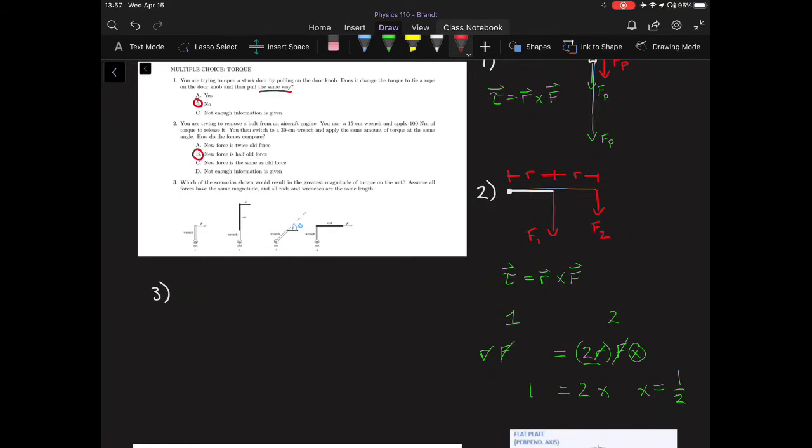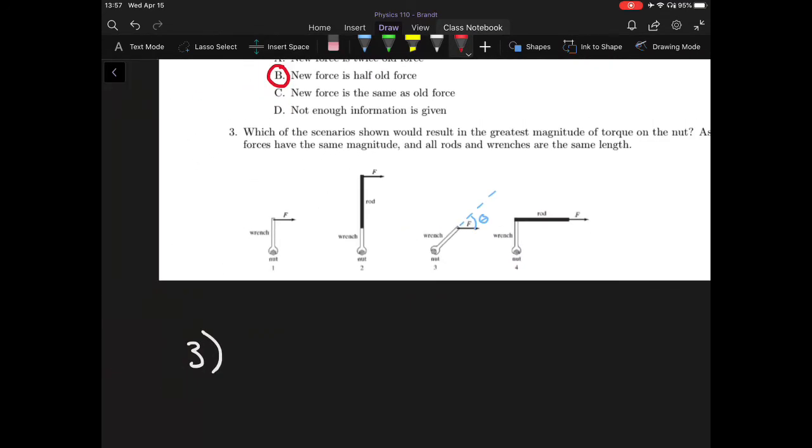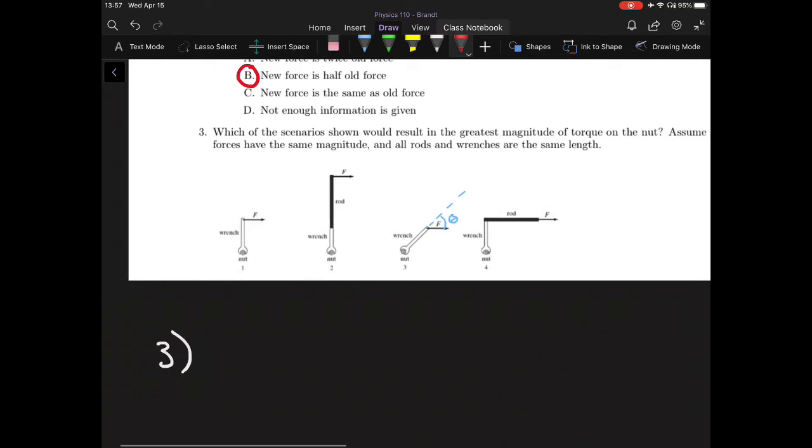All right, so problem 3 here, we'll zoom in so we can actually look straight at these wrenches. In this scenario, we should have a wrench. We have a rod that we can apply to the end of the wrench, and then in all cases, we're applying the same magnitude of force.